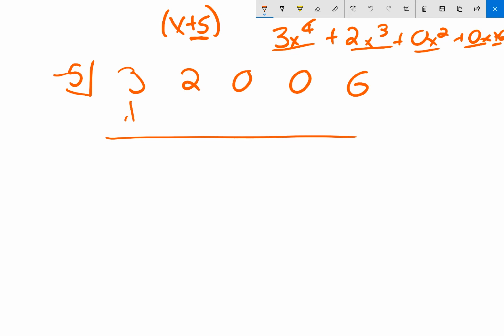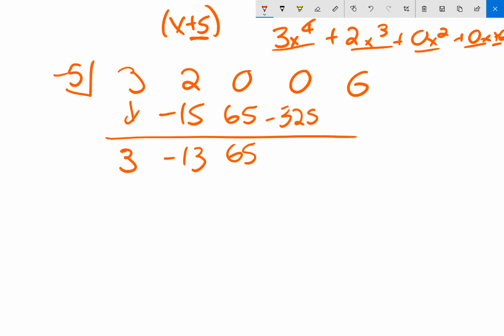Now, synthetic division, you just bring down the first term, bring down this 3, and then start multiplying. 3 times my a value, which is -5. 3 times -5 is -15. 2 minus 15 is -13. Multiplying that is positive 65, and 0 plus 65 is 65. 65 times -5. Oh, man, I'm going to need a calculator. Hold on. 65 times -5 is -325. 0 minus 325 is still -325.